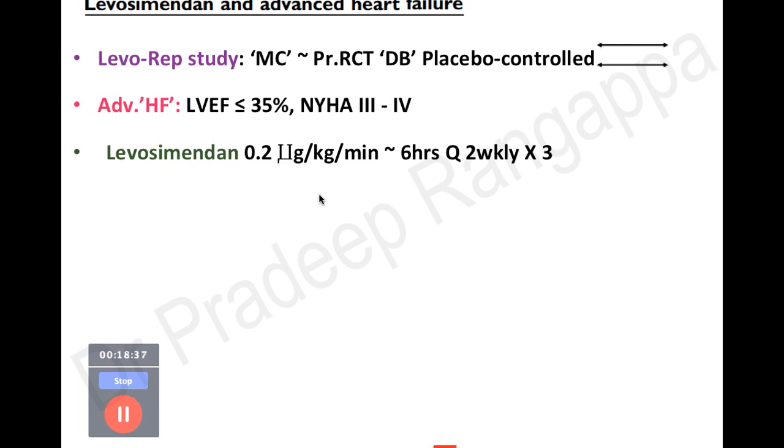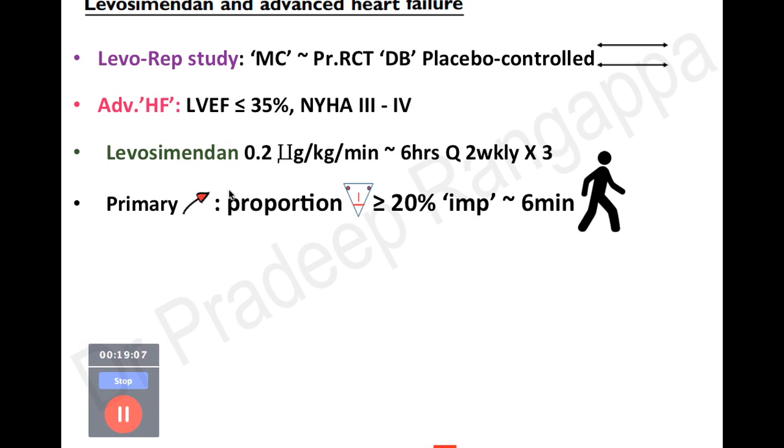Here again they used levosimendan 0.2 micrograms per kg per minute for 6 hours. If you see chronic heart failure, they use this treatment as a chronic therapy. They use it for 6 hours every 2 weeks for 3 sessions, which means over 6 weeks they gave this infusion. Like they run heart failure clinics where they get the patients, give them a 6-hour infusion every 2 weeks for 3 sessions, and they try to see if it has any favorable benefits.